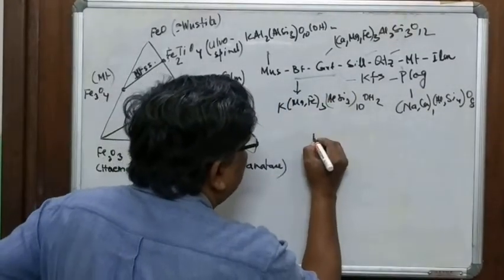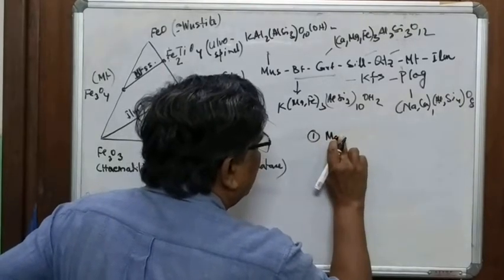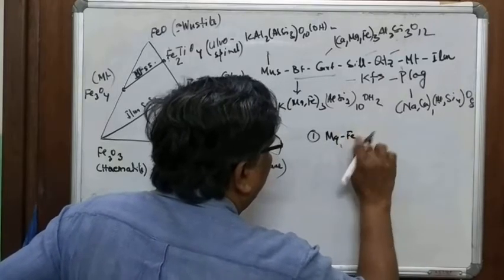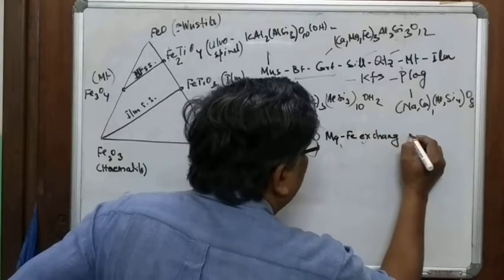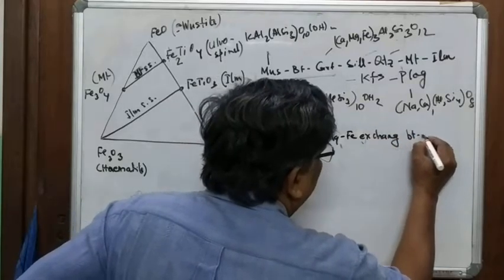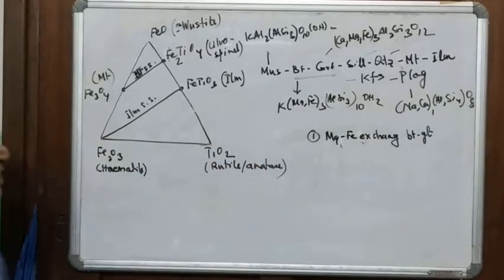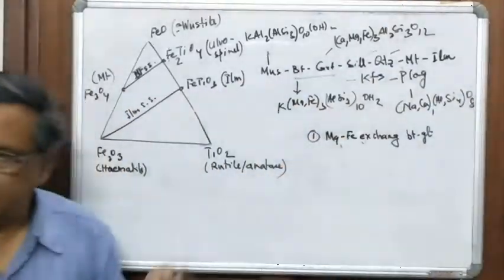Biotite and garnet. So you can find out the temperature from Mg-Fe exchange between biotite and garnet. Mg-Fe exchange between biotite and garnet gives you an indication of the temperature of the rock.